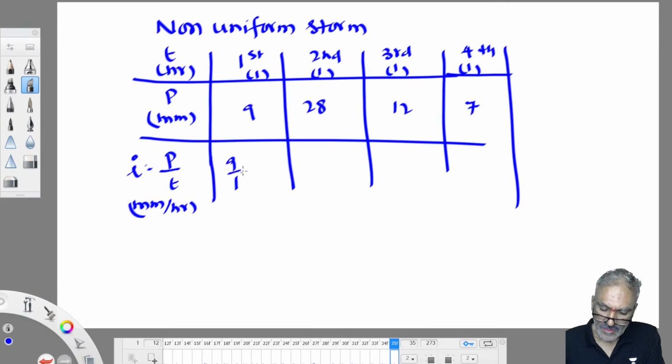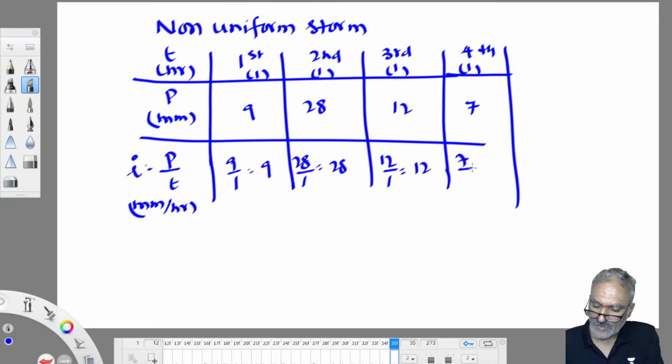So it is 9 by 1, 9 only. 28 by 1. You should not take 28 by 2, second 1 hour, that is the meaning. So it is not a 2 hour storm, it is second 1 hour, which means 1 hour only. So 12 by 1, 12, third 1 hour is 1 hour again. 7 by 1, 7. To confuse you, he has given first, second, third, fourth. So if you divide by 2, 3, 4, you will go wrong. First 1 hour, second 1 hour, third 1 hour, fourth 1 hour, that is the meaning. That is how he will confuse you in the exam.